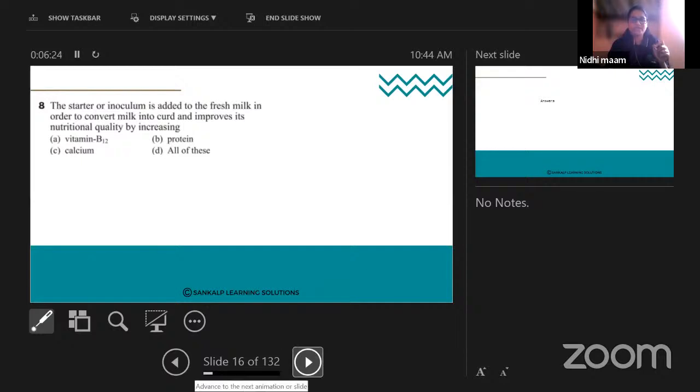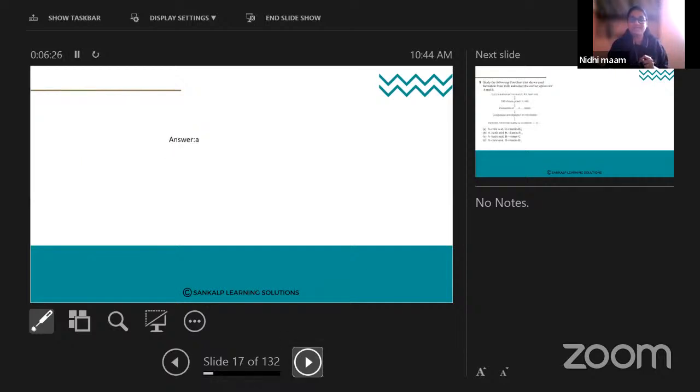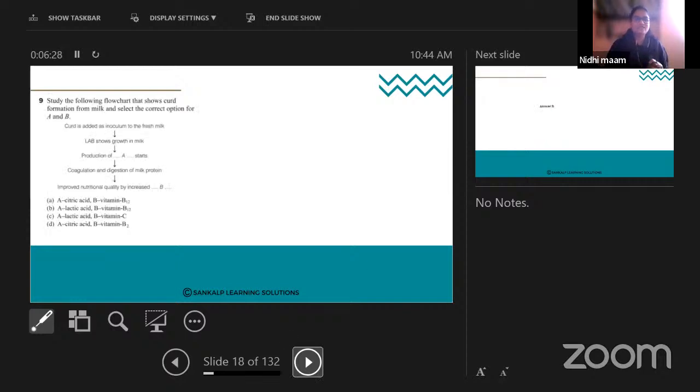It increases the nutritional quality. Study the following flow chart that shows the formation of curd from milk, and select the correct option. Curd is added as an inoculum to the fresh milk. Lab shows growth in milk.